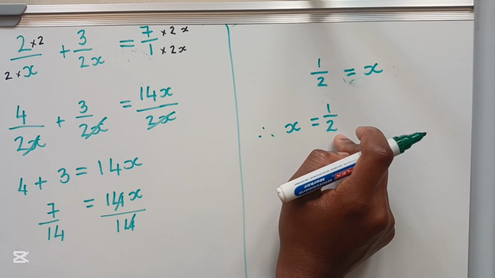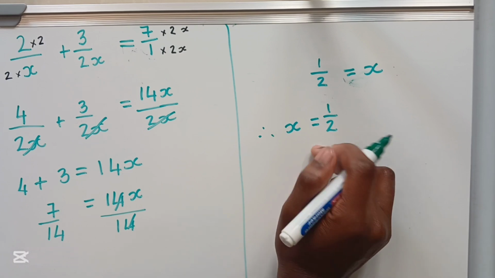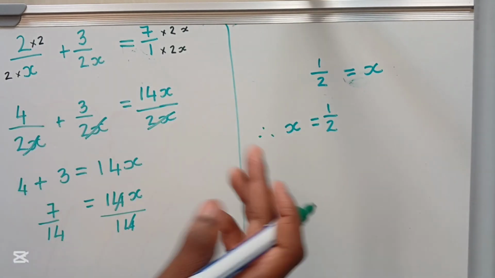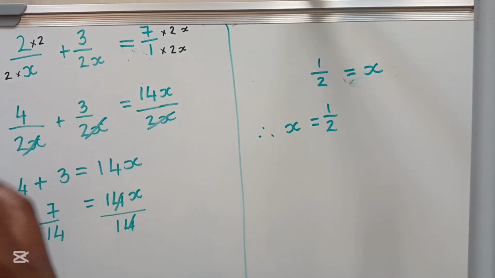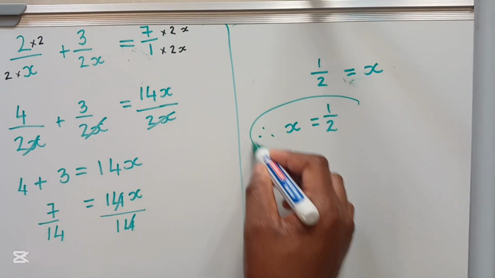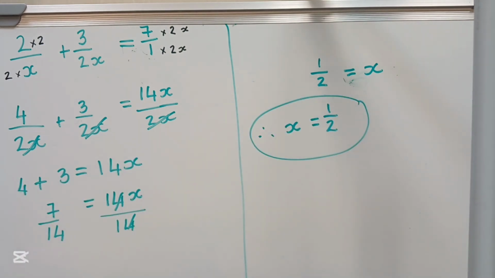If you want to verify, substitute where this x is in the original equation, and if the values on either side of the equal sign are the same, that means that x is indeed 1 over 2.